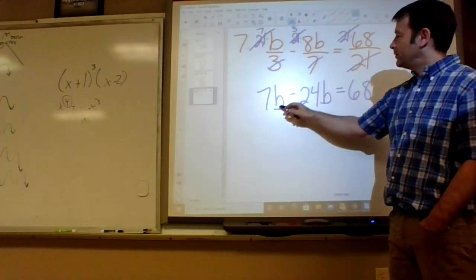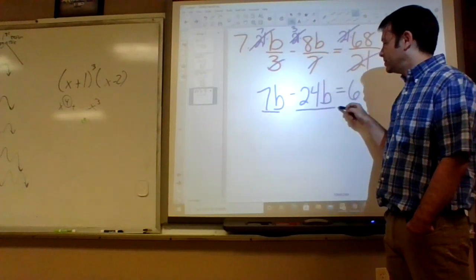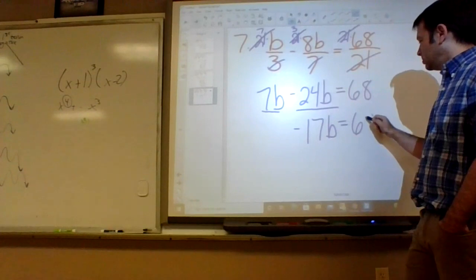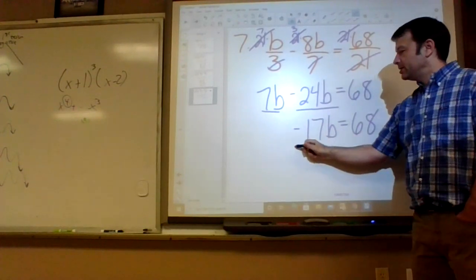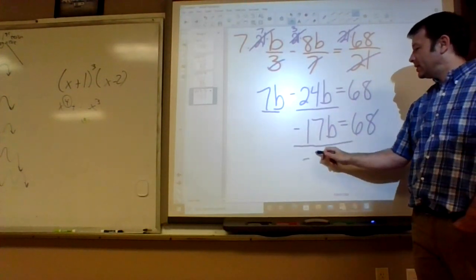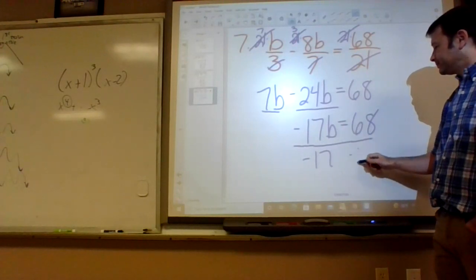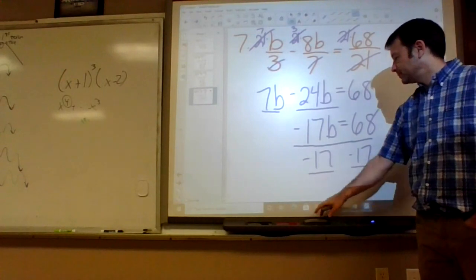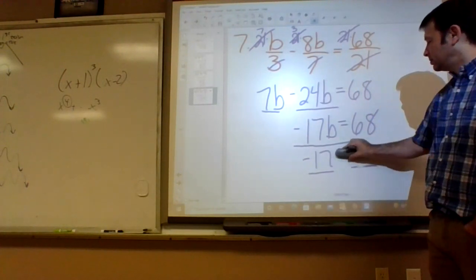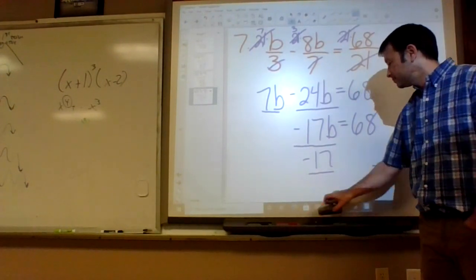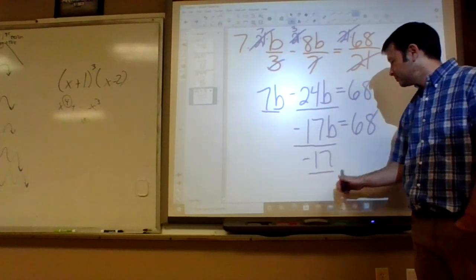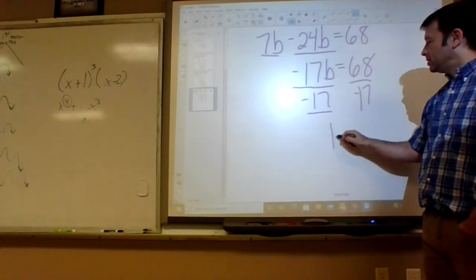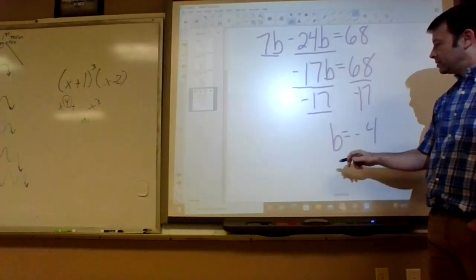All right. 7b minus 24b is negative 17b. Be a good time for a calculator. 68 divided by negative 17. B equals negative 4.